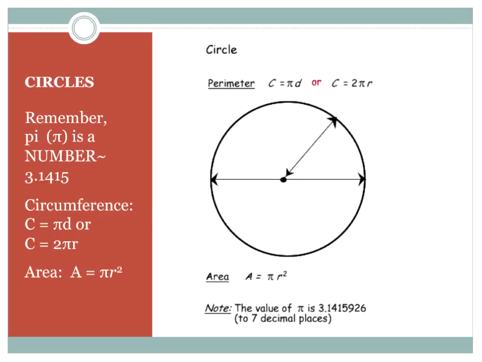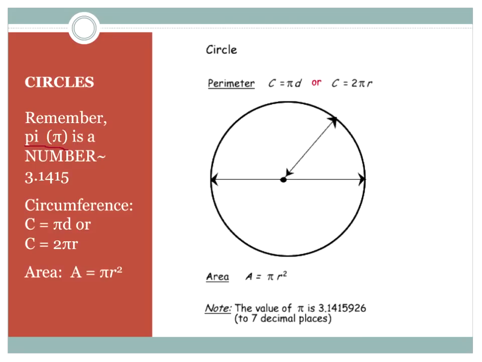Okay, now we're going to look at circles. And in circles, there is an important number that we call pi. It's spelled P-I, and it has that symbol there. But remember, it is a number.